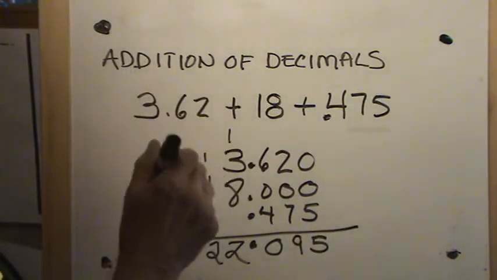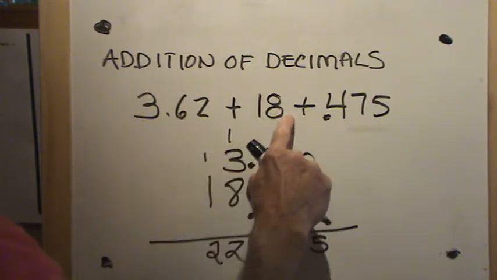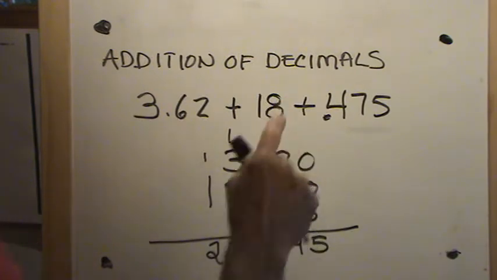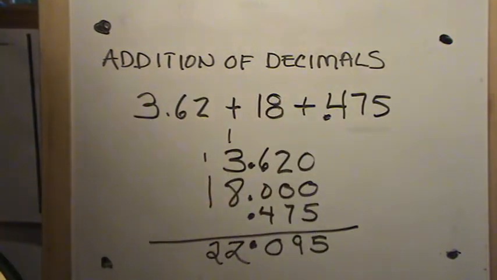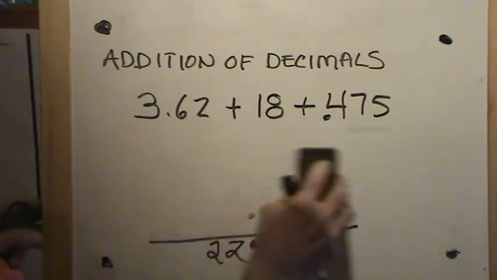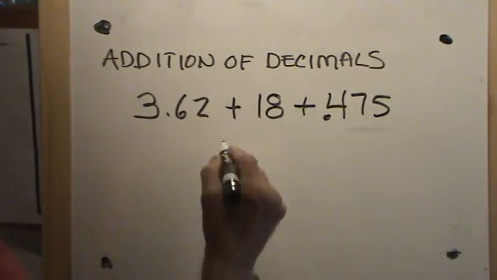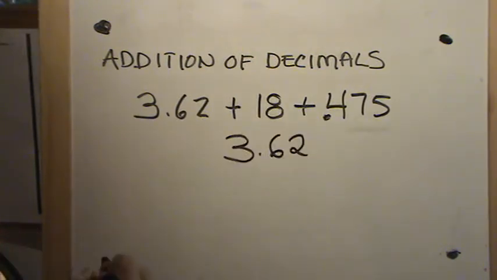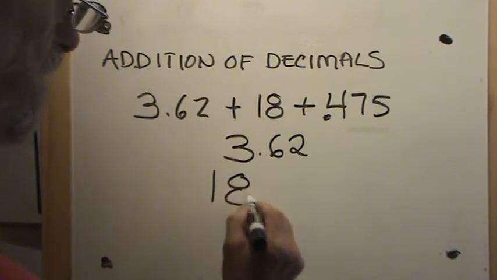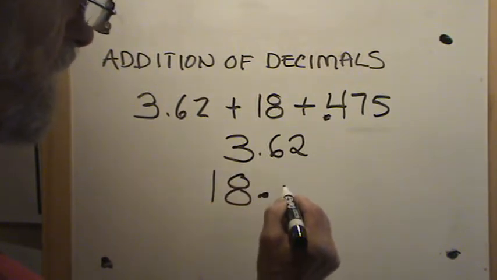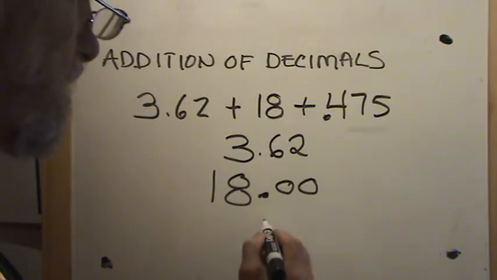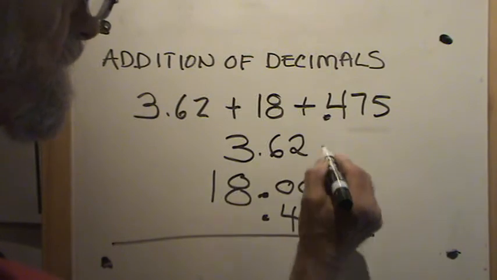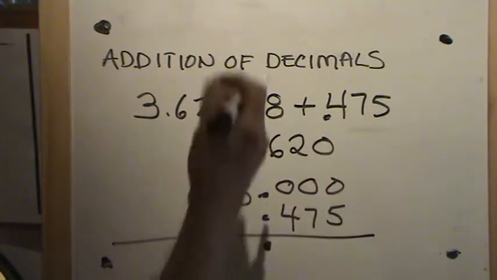the skill set here is to remember that this whole number has a decimal point at the end on the right side of it, so that when I rewrite the problem, let's just do this once more. When I rewrite the problem, I have 3 and 62 hundredths. Now this is 18, the whole number 18, so I have to put a decimal point here, and I can put the 0 fillers in there, and then the 475 thousandths. Put the 0, 0 there. I know my decimal point goes here, and then we just add.